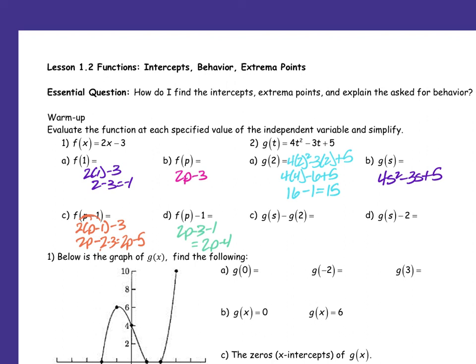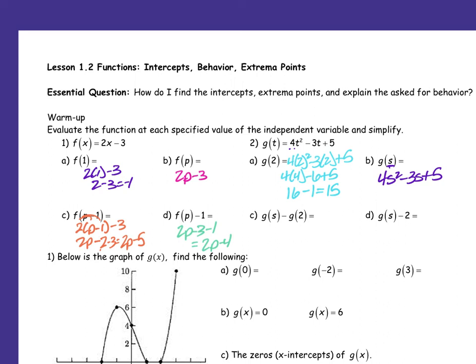Okay. Where did you get the 4s? It's an s squared. Well, right here it says g of s, so I'm going to put an s wherever there's a t. So it says 4. Miss Campbell, it's okay. It's not me. It's my brother. He's just being irritated. Oh, okay. Sorry.